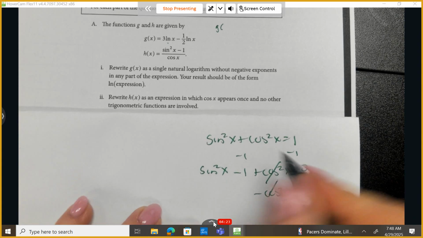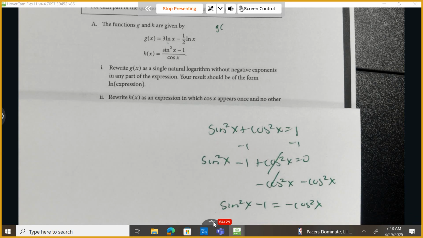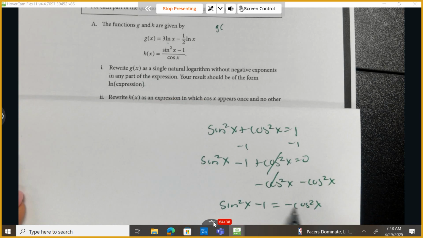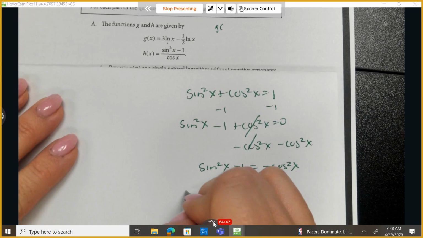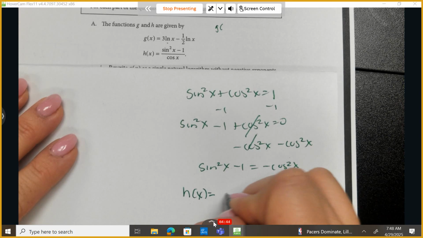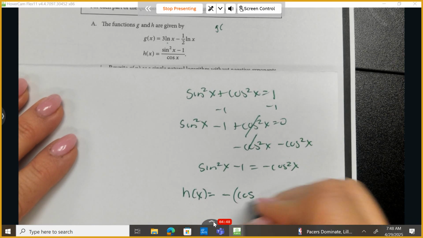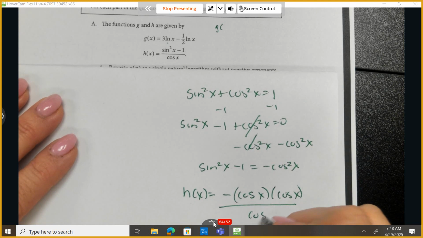Okay, so at this time I have sine squared x minus 1 equals negative cosine squared x. So I've manipulated this basic, most common trig Pythagorean identity so that I can now replace the numerator with negative cosine squared. So I'm just going to continue this thought process. I have h of x equals negative cosine squared. By the way, remember cosine squared is the same as cosine x times cosine x, and it's all over cosine of x.